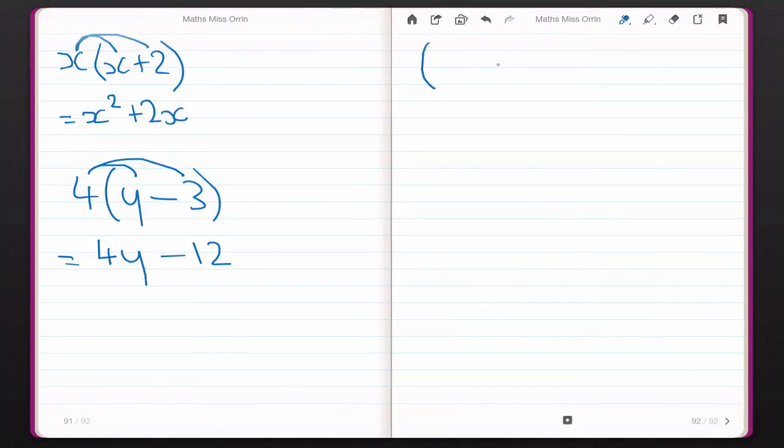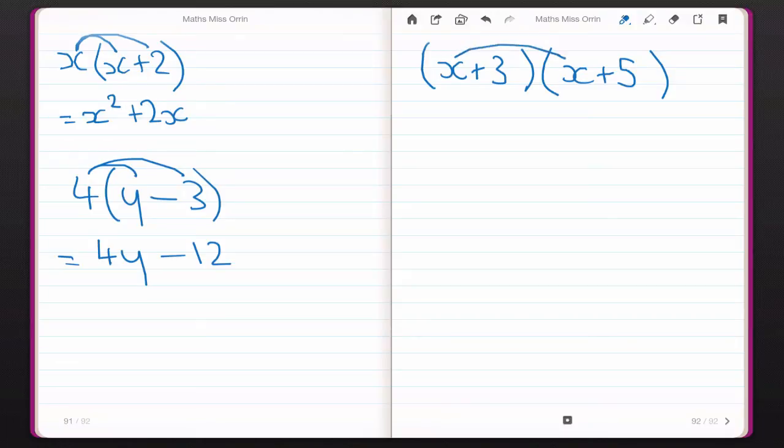What if we have two sets of brackets? Remember, we've been doing things like this. So let's say we have x plus 3 and x plus 5. All right, so what we're going to do is we're going to multiply this first x by both the parts in the other brackets. Then we're also going to do the same thing with the 3. We'll multiply that by both parts of the other brackets, okay?